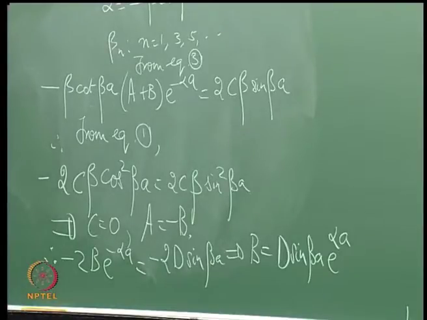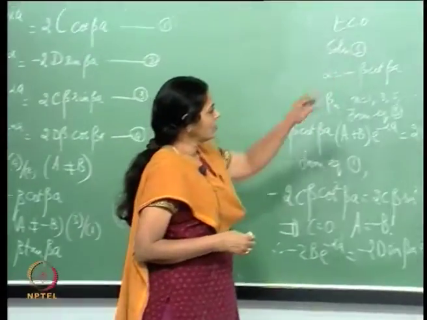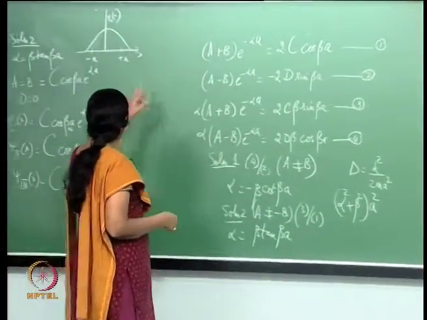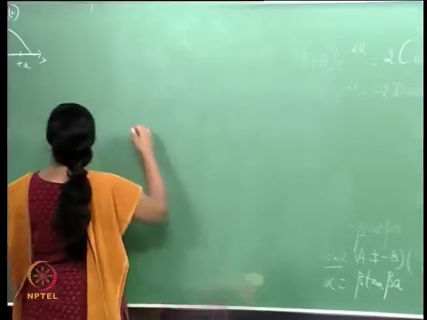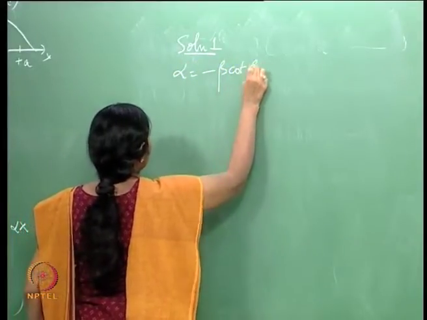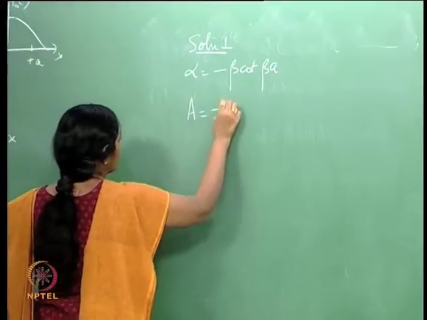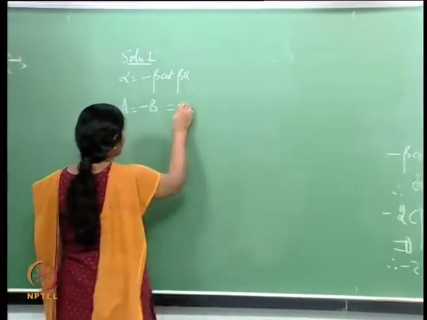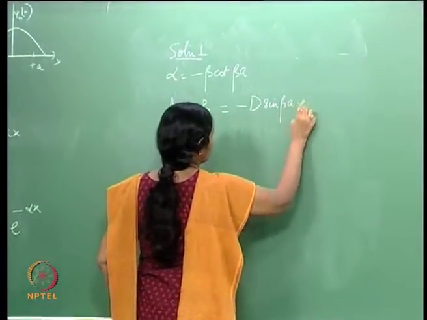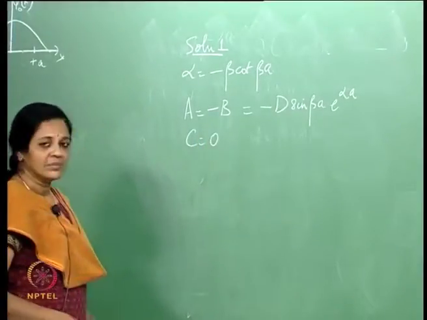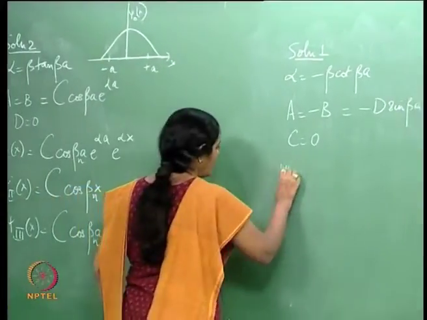So, I have got the solution corresponding to the various wave functions now. So, psi 1 of x, psi 2 of x and psi 3 of x can be written for this case. So, let me do that here. So, this is solution 1. Alpha is equal to minus beta cot beta a. This tells me that a is minus b, and that quantity is minus d sin beta a e to the alpha a. Also tells me that c is 0, and therefore, I can write the various wave functions now.